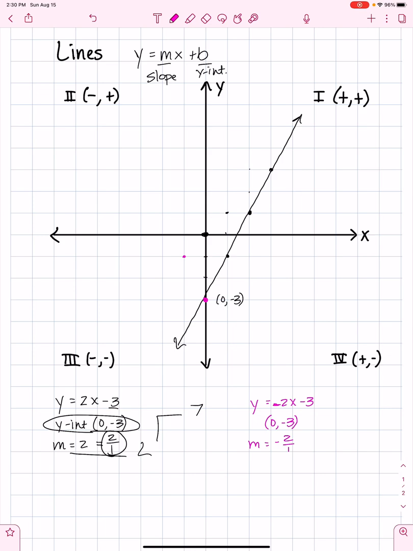You can also think of it this way. You can think of it as down 2 to the right 1. As long as you have the negative either living in the numerator or the denominator, that means you're either moving up positive 2, -1, or -2, +1. It will get you the same place regardless. So then your line would look something like that. So that's a negative slope versus a positive slope.